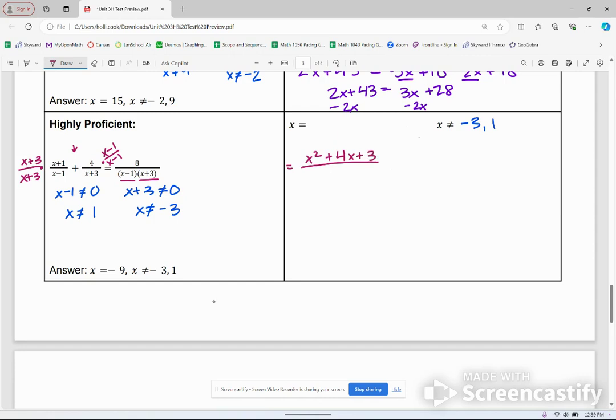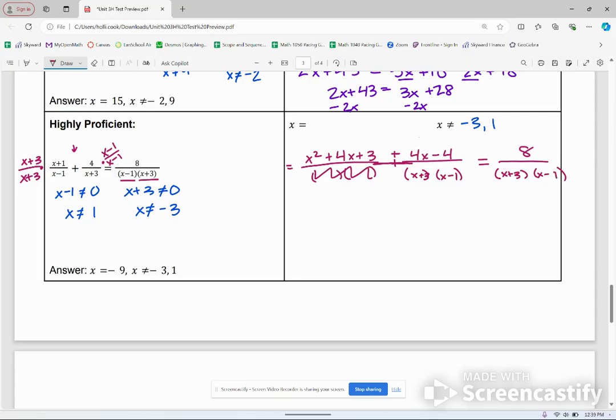Okay, and that's over my x plus 3 and x minus 1. Okay, plus, on the other one, we have 4 times x minus 1, so 4x minus 4. Our same denominator equals the last one. That one already has our denominator. Okay, we can combine these two since they have the same denominator. It would just be our x plus 3 and x minus 1.